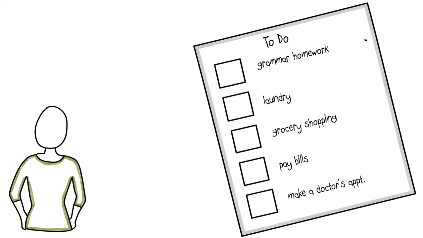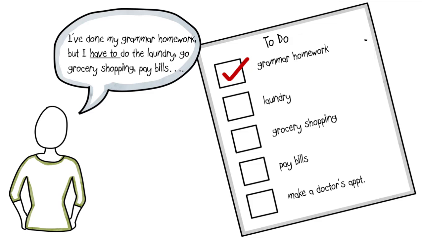So have to doesn't mean have, and it doesn't mean to, but when we put the words together, we get a little package of meaning that you can add to any base verb. We use have to for any little or big thing that is an obligation. Usually it's something that you don't really want to do, like your grammar homework or the laundry. I've done my grammar homework, but I have to do the laundry, go grocery shopping, pay bills.